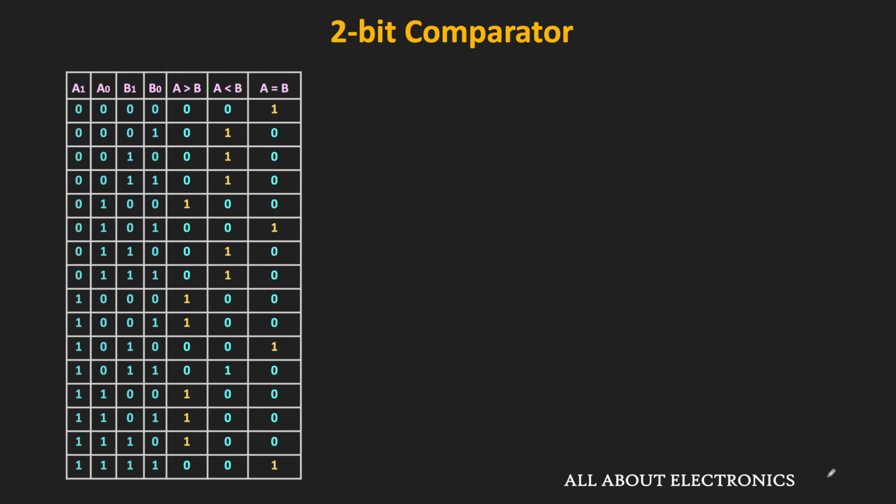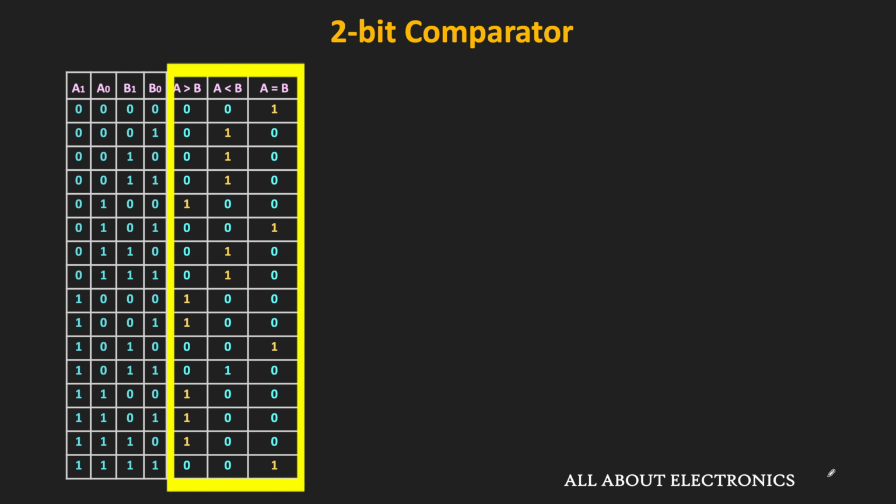As you can see, A is greater than B when A1, A0 is greater than B1, B0, and in this case it happens for 6 different input combinations. Likewise, A is less than B whenever A1, A0 is less than B1, B0, and once again it happens for 6 different input combinations. And likewise, A is equal to B when A1, A0 is equal to B1, B0, and here it happens for 4 different input combinations.